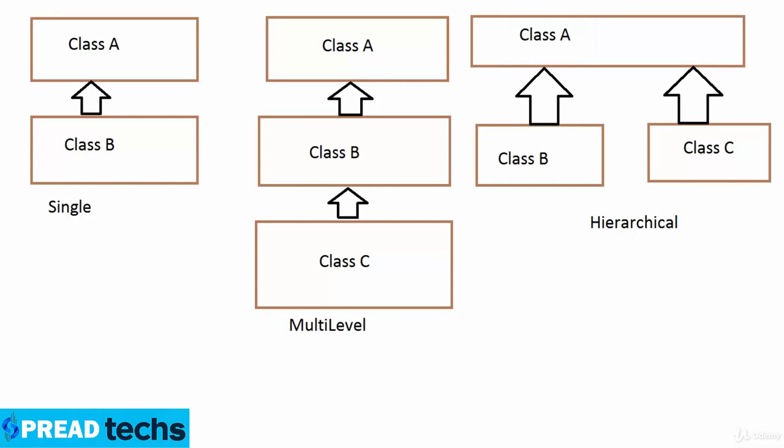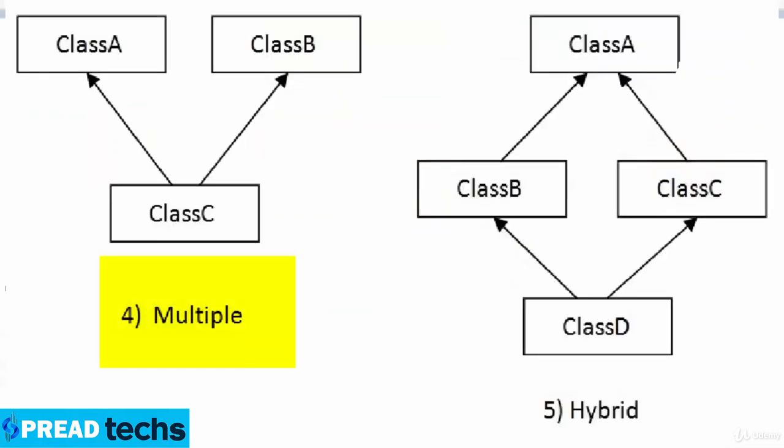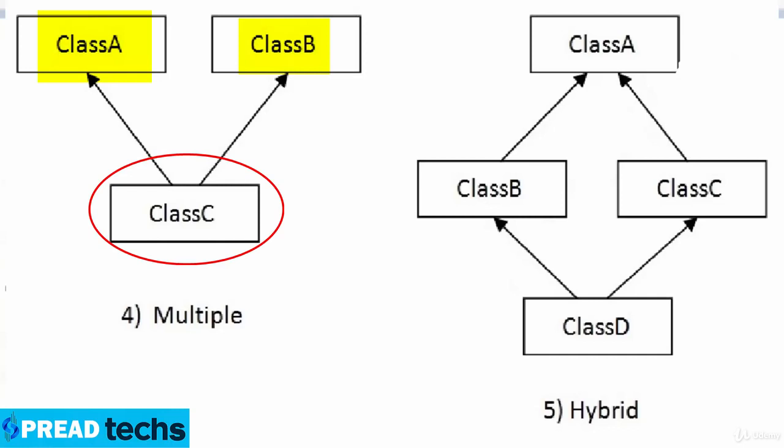Multiple inheritance refers to the concept of one class extending more than one class, which means that a child class has two parent classes, which are class A and class B. For example, class C extends both classes A and B, but Java does not support multiple inheritance. Now we see hybrid inheritance.